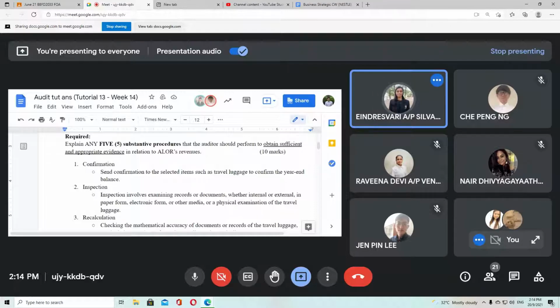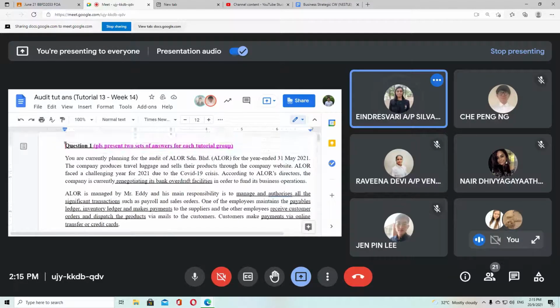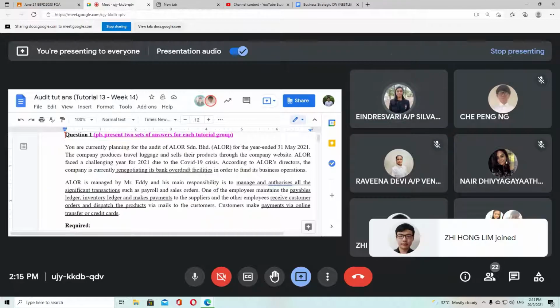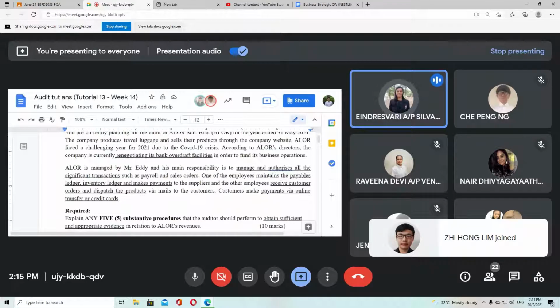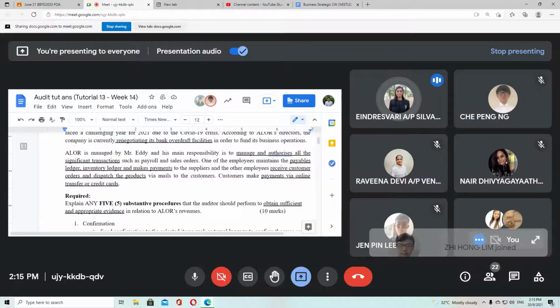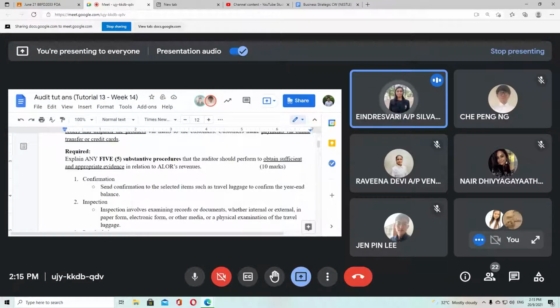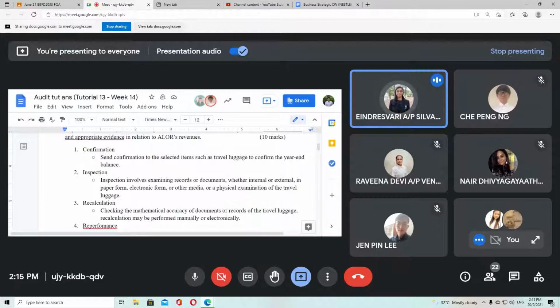What company is this? ALO. So what is ALO's nature of business? They are not an airline company. Some companies sell a lot of things online, biscuits, keropok, manufacturing things, gloves, computers. So this is one of the companies which sells travel luggage bags. Okay? So the first procedure and second procedure are not correct.